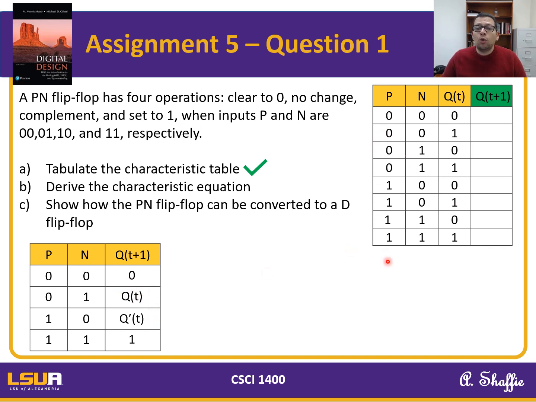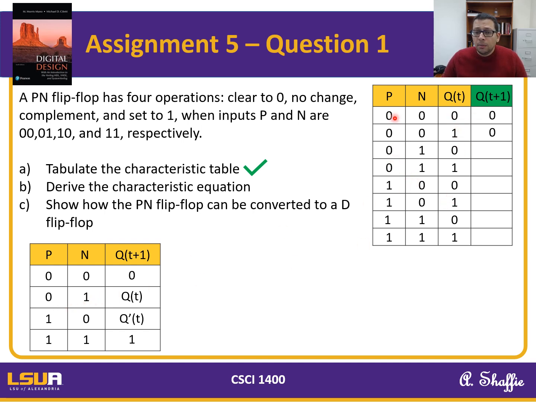Why? Because I want to see all the possible combinations of the inputs, which are P and N and the current Qt. But it will be very easy to populate this table and get the output from it. When P equals 0 and N equals 0, both equal zeros, the value will be 0, regardless of the value of the current state. This is why I expect to see 0 in the first row and 0 in the second row. It will not be affected by the current value of the output, which is Qt.